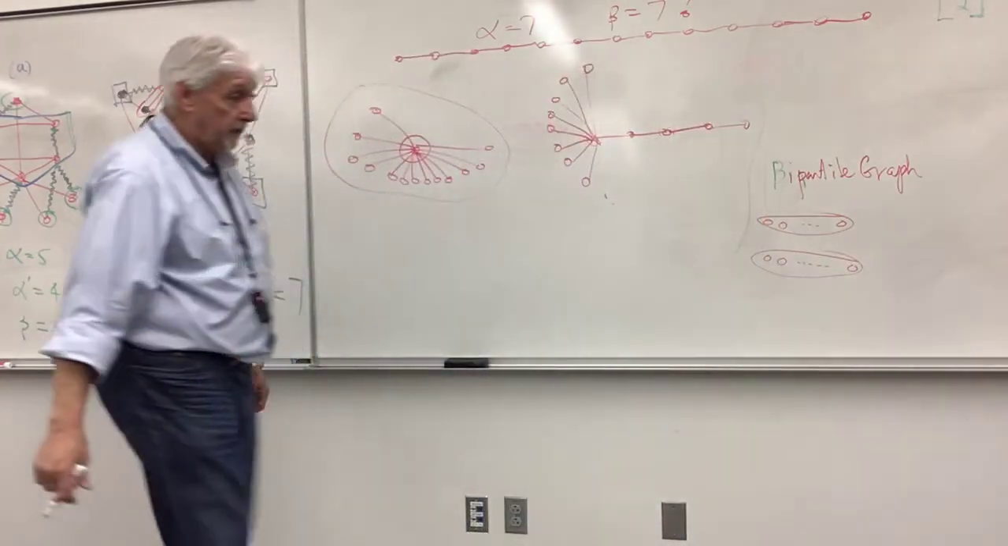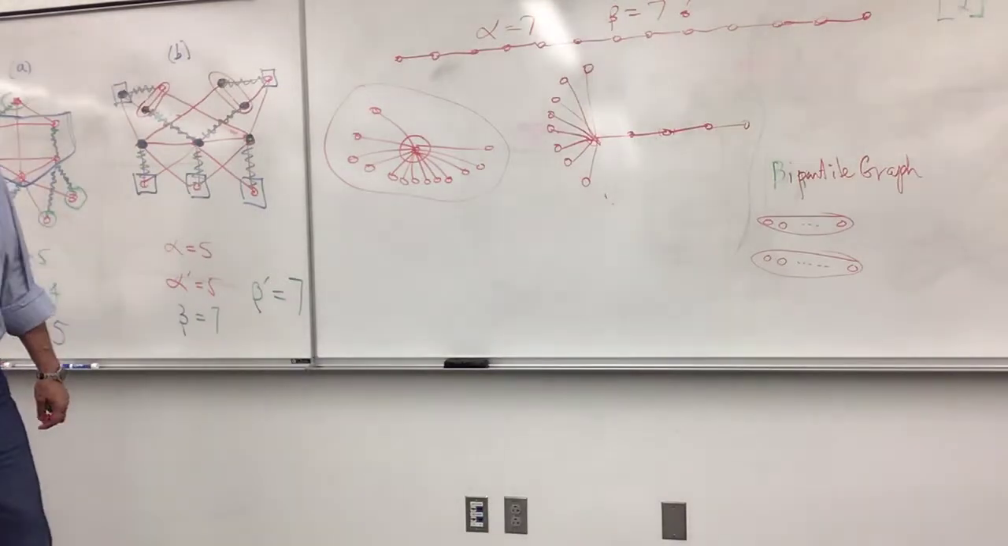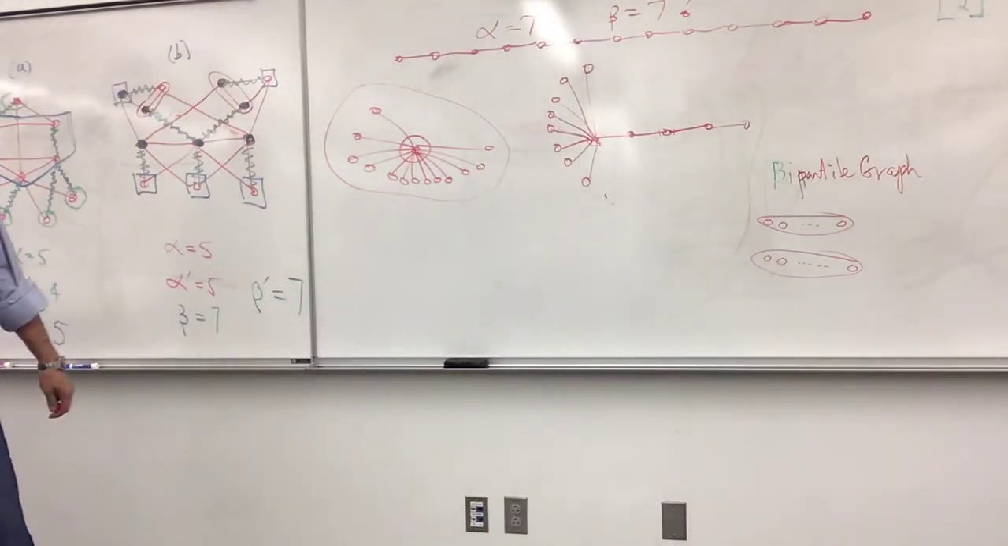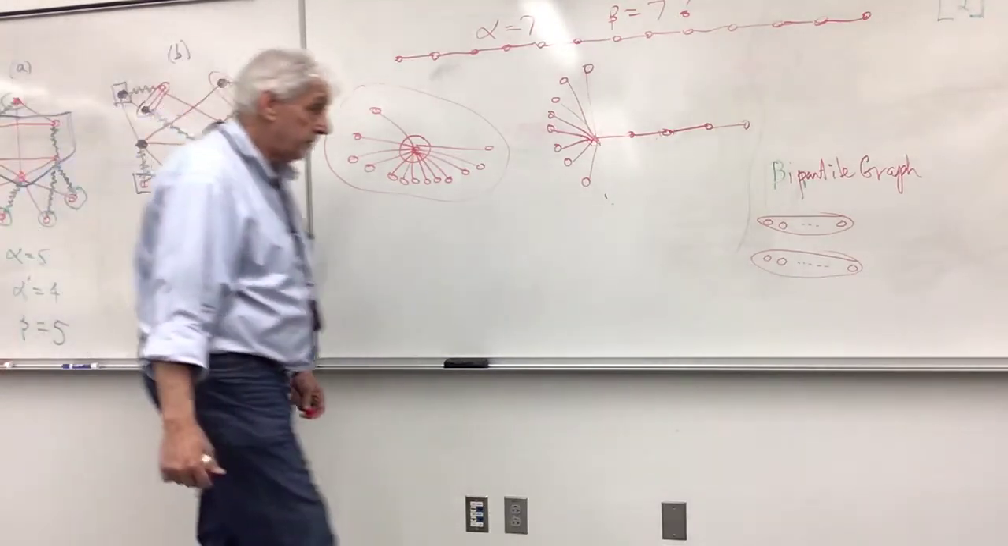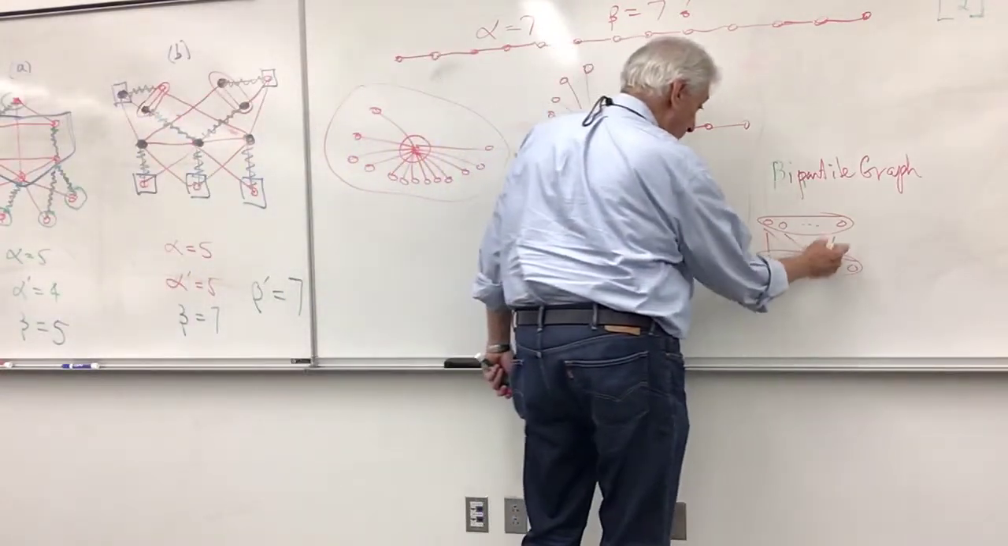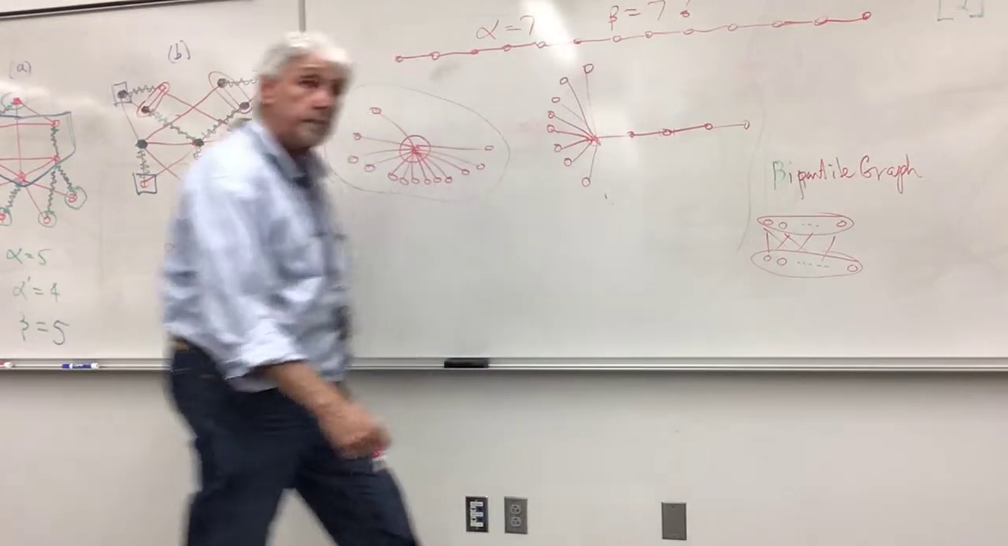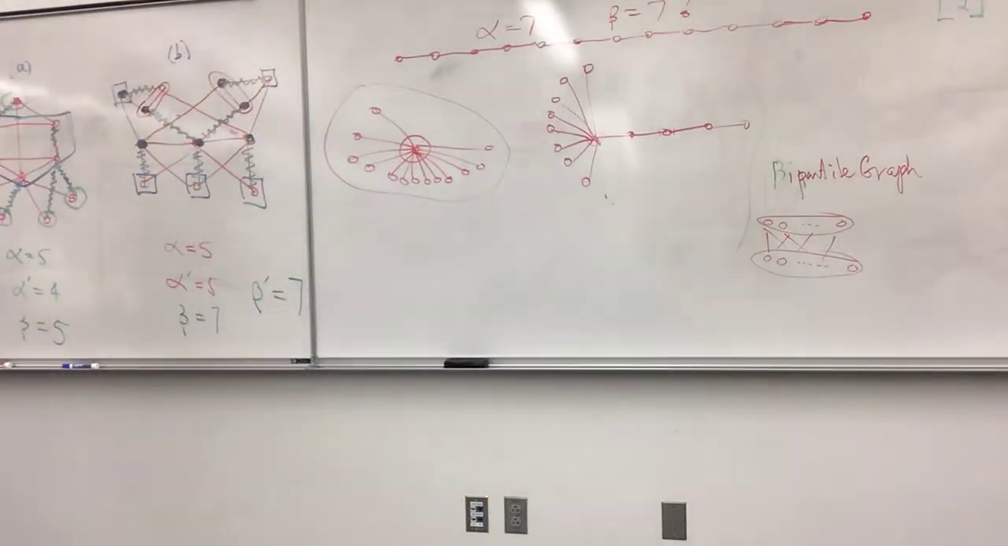So it's a partition of the vertices into 2 independent sets. And in particular, all the edges lie between those 2 sets. Obviously, if they're independent, there's no edges inside those independent sets.